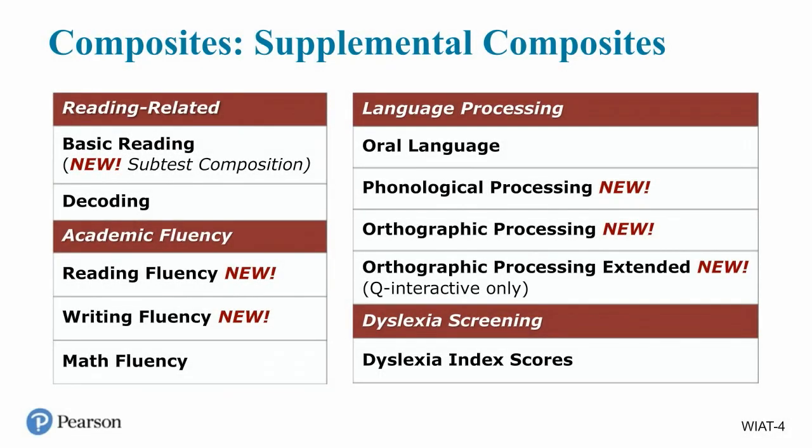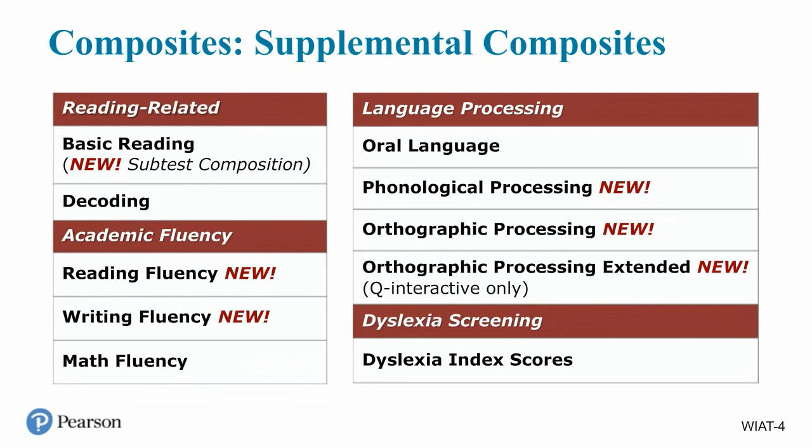In addition to the 4 core composites, the WIAT-4 includes 10 supplemental composites, pictured here. Supplemental composites measure additional constructs that are important for understanding an individual's academic strengths and weaknesses. In combination with the core academic composites, the supplemental composites provide a more complete picture of an examinee's learning profile. The supplemental composites are grouped into 4 categories: reading-related, academic fluency, language processing, and dyslexia screening.